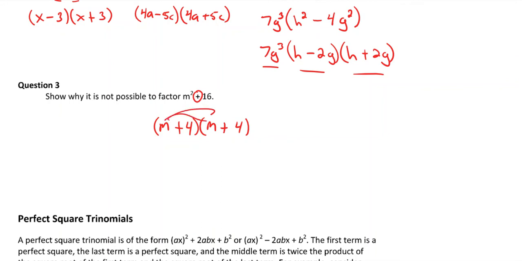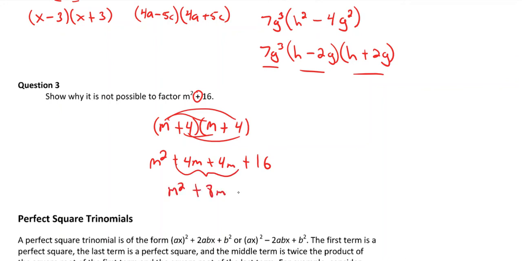Yeah, so if we distributed this, right, you'd have m squared, you'd have m times 4 is 4m, and then you'd have 4 times m again is 4m, and then you'd have 4 times 4 is 16. And do you guys see how the next step here, I'm going to add those. So this would be m squared plus 8m plus 16. So that's the difference here, is that it's not a difference. Sorry, that was confusing but funny, right?